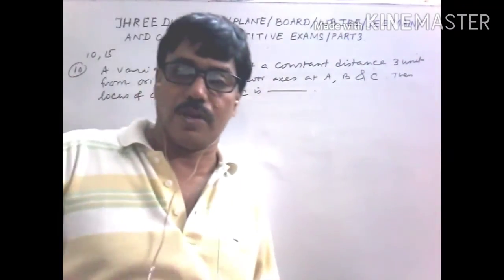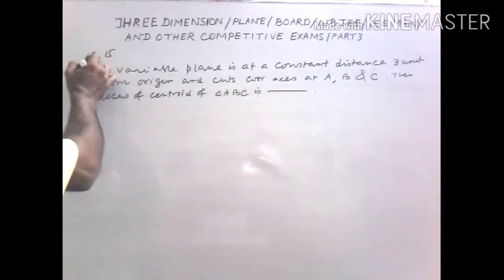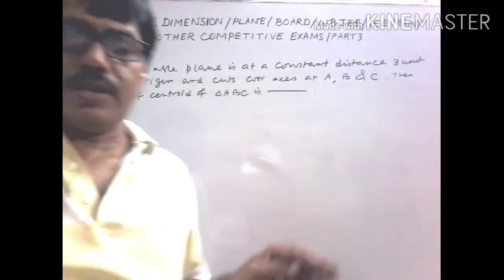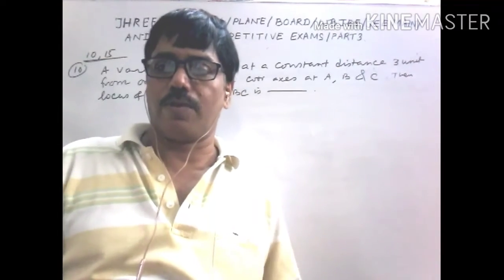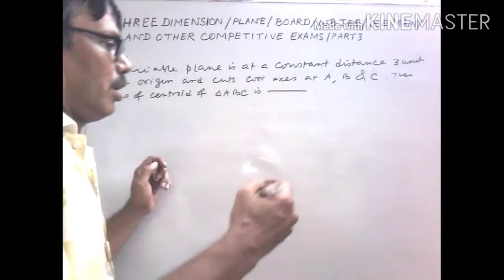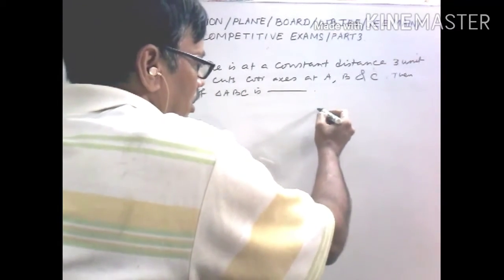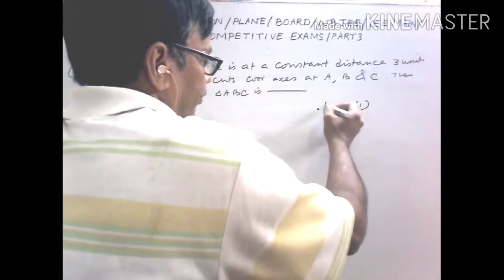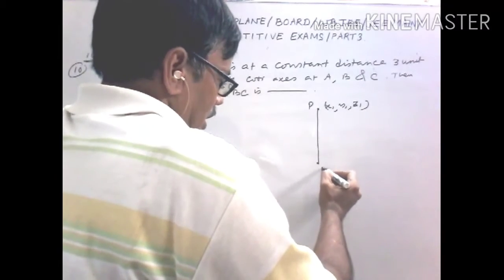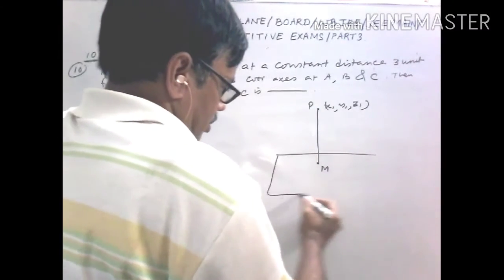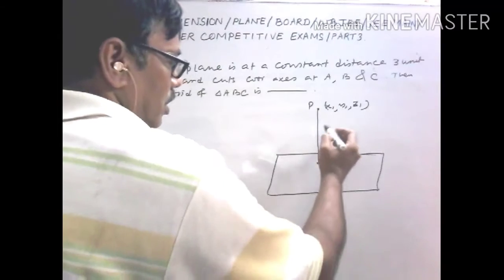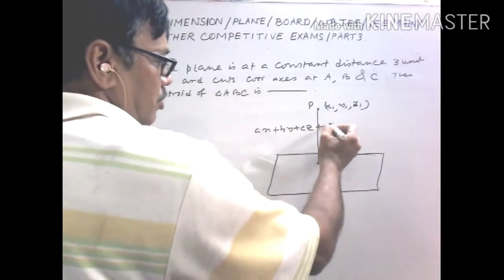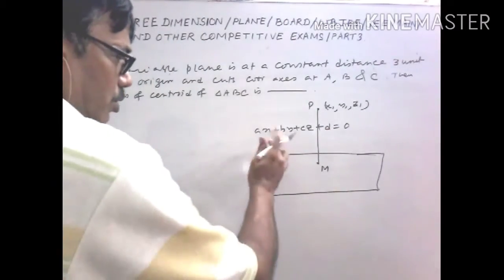Now we consider a different type of problem. Problems number 10 and 15 are of the same type. So we need the length of the perpendicular distance from a point P (x1, y1, z1) to a plane. This plane is ax plus by plus cz plus d equals 0.